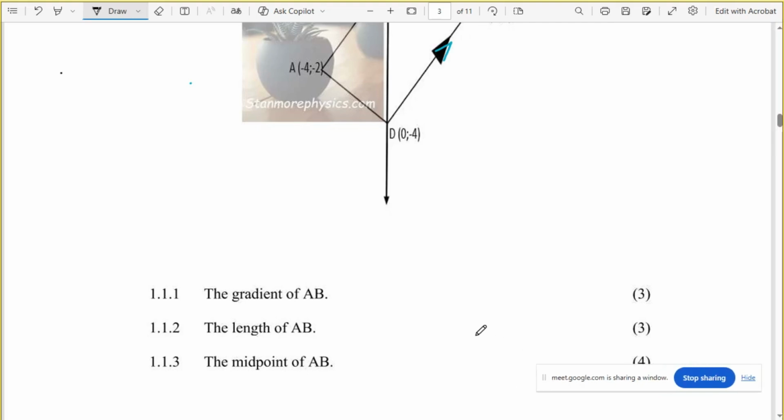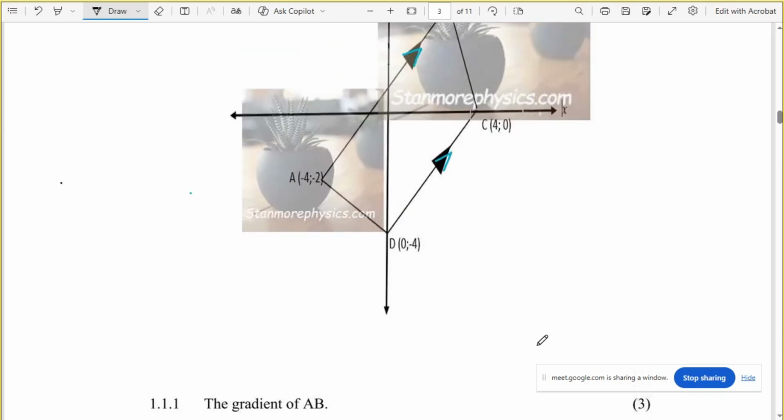We start with the formula, which is m. Okay, let me write this down. For 1.1.1, you said we start with the formula. What is the formula for the gradient of AB? M equals y2 minus y1 over x2 minus x1. Okay, then what's the next thing that we need to do? And then we label the numbers with the values for our formula.